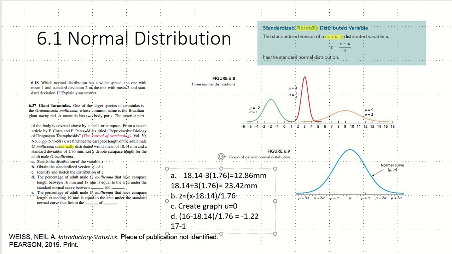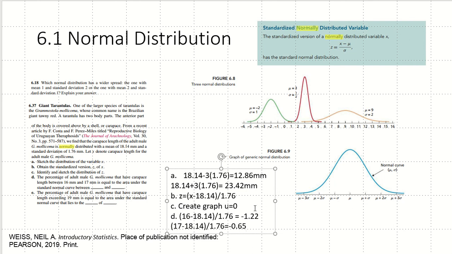And then for 17, we plug in 17 this time. 17 minus 18.14. Oops, I forgot the parentheses. Divided by 1.76, which is the standard deviation. That should give you an answer of -0.65. And once again, you can check my math.